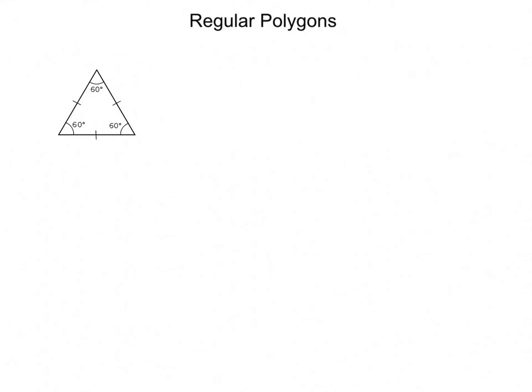Now, if we are talking about a regular four-sided polygon, what do you guys think we might be talking about there? Hopefully, you all said a square. And as you can see, just like with an equilateral triangle, a square is a regular polygon because all the sides are the same length and all the angles are the same. These two have special names rather than just saying a regular triangle or a regular quadrilateral. We call them an equilateral triangle or a square.